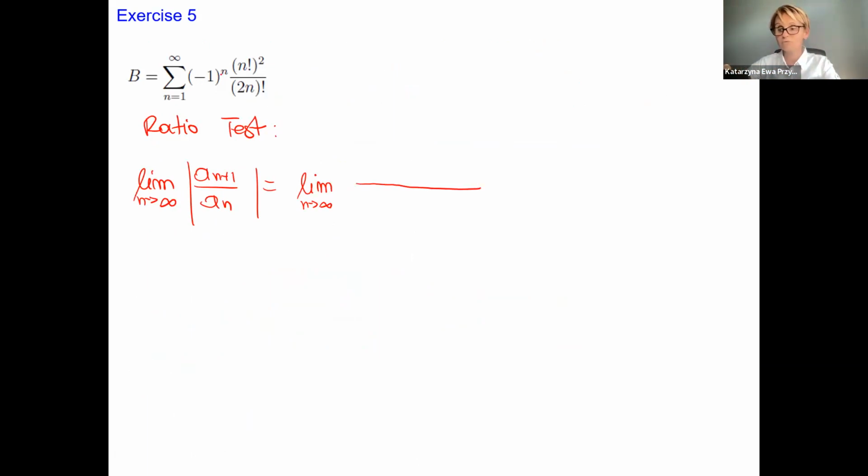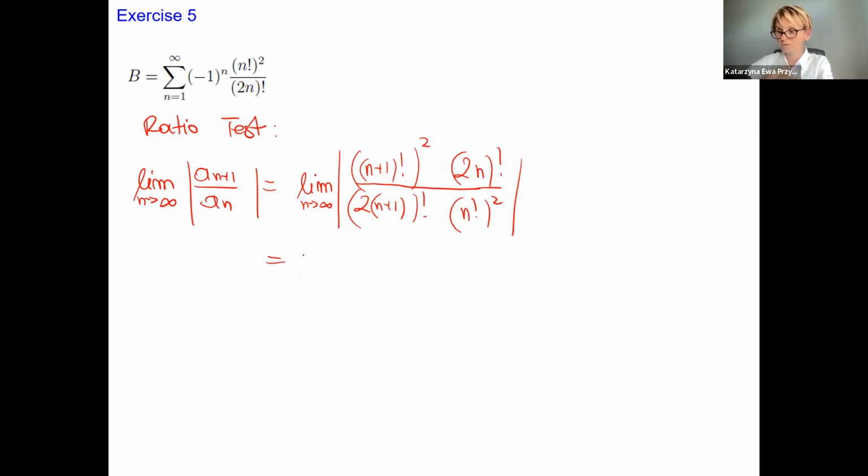Okay, the absolute value is removing negative 1 to the n. Then I will put n plus 1 factorial squared, and then 2n plus 1 factorial. That's a sub n plus 1. Dividing by a sub n means multiplying by the reciprocal: 2n factorial and then n factorial squared. I don't have to keep the absolute value because I've already applied it, and n is always positive.